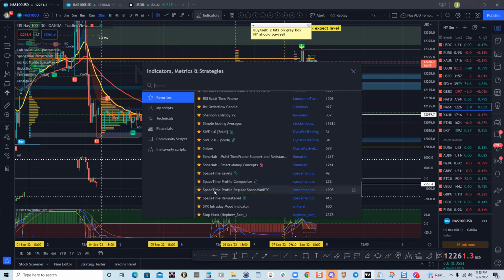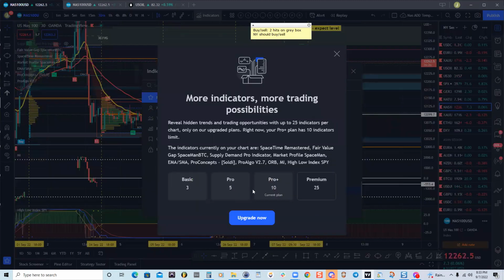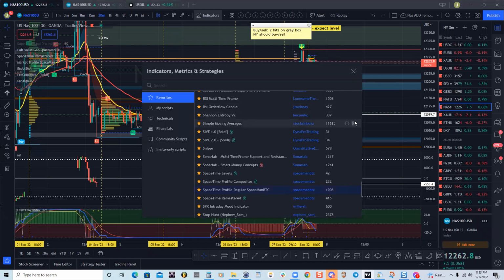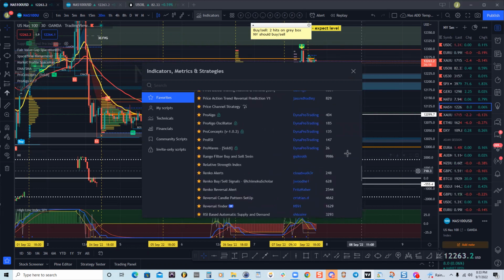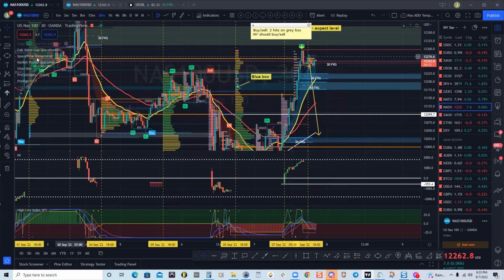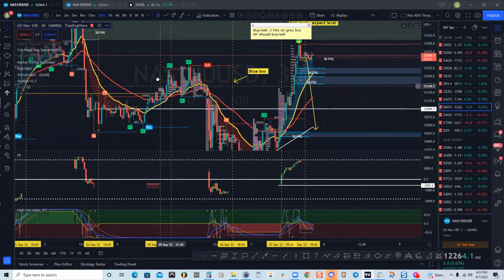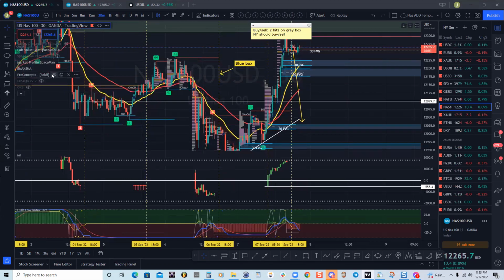I think it's this one. I think it's the space time profile, regular spaceman BTC. This one here. Okay, I'll take a look at that. I think that's the one I was using, but it's not as great. I mean, you can use it. Of course, it's not as great as the paid version. No, not from what I've seen. See, let me take this off. This is the master one. You see that? Let me take everything off so I can show you the difference.